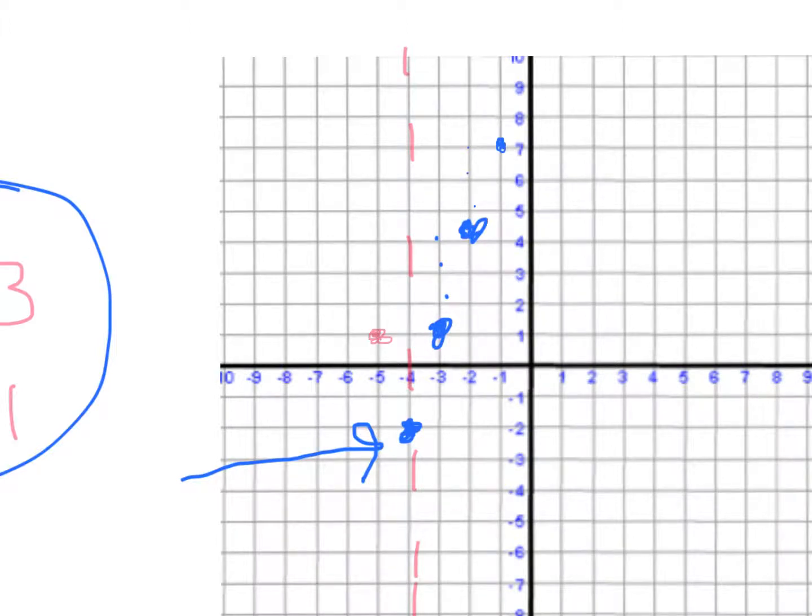Sorry. Now again, we've got another point, okay, right here. Right in this area right there. So we are going to reflect that 2 spaces back across the axis of symmetry. Like so.